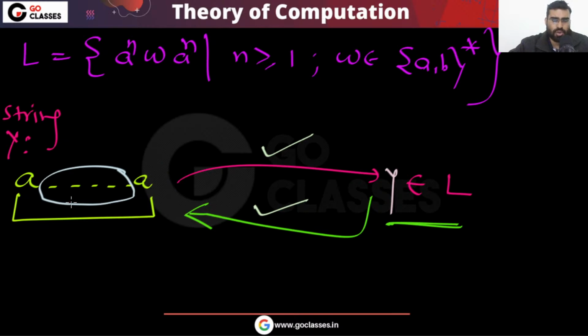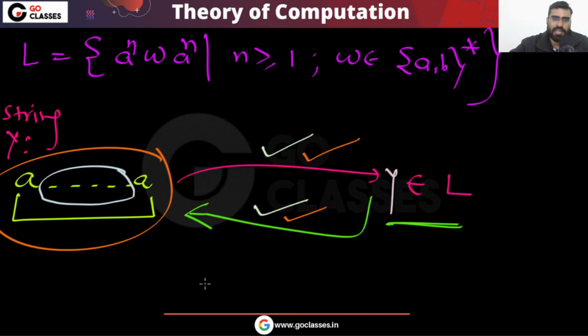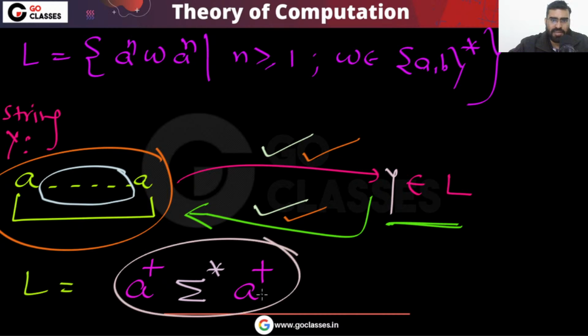Is this understood? Please tell me. If your string has this format, then it will belong to L, and if your string belongs to L, then it will have this format. So finally you can see this is if and only if. This L is nothing but starting with at least one a, ending with at least one a, and in between you can have anything, sigma star. So you can see this is a regular language.